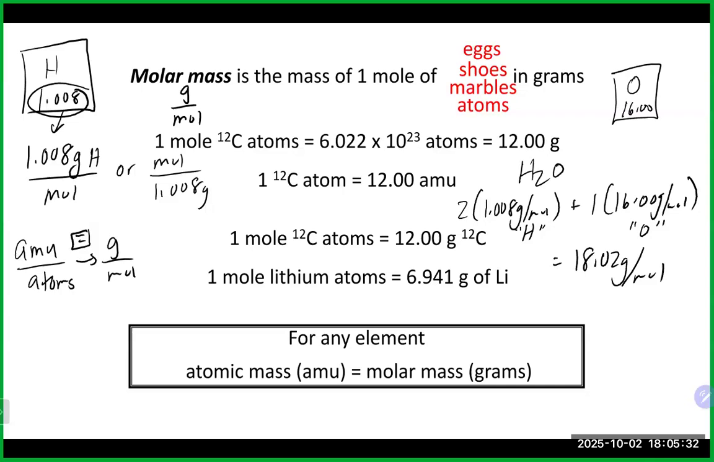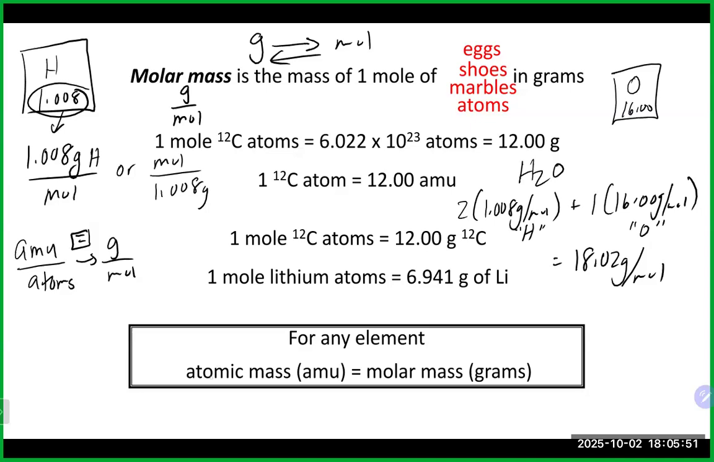Now, the molar mass is really your go-to calculation, probably for most calculations you're going to do. It is the calculation that goes from grams to moles, or backwards. Obviously, if you have moles and you want to get back to grams, it is the molar mass that allows you to do that.